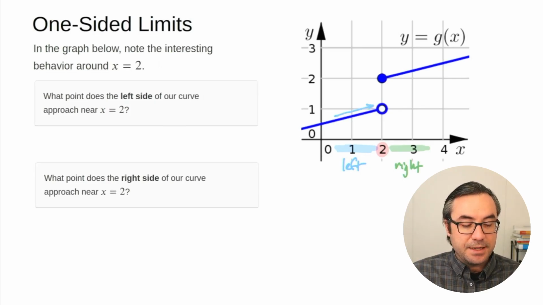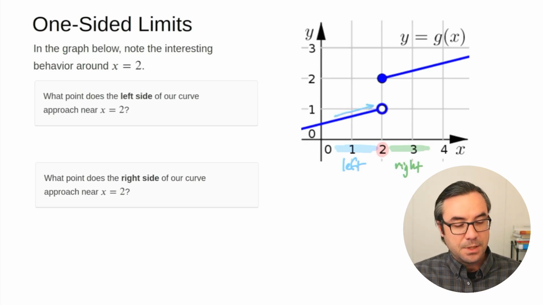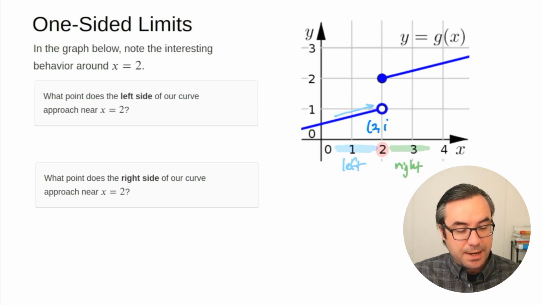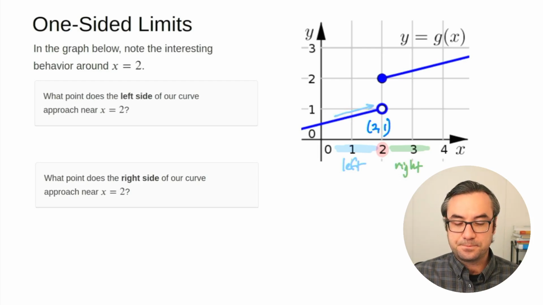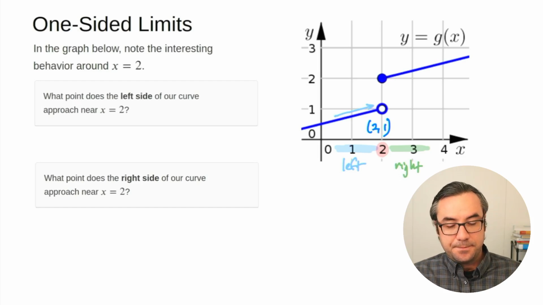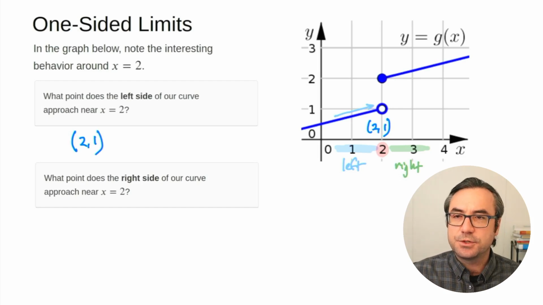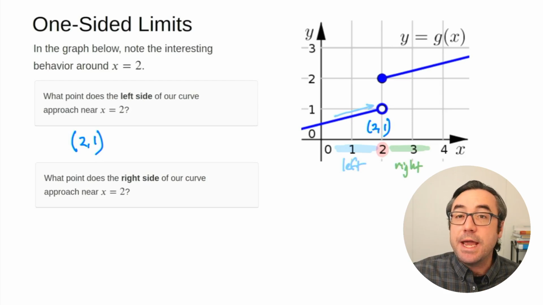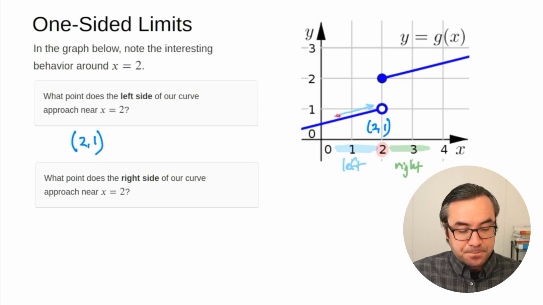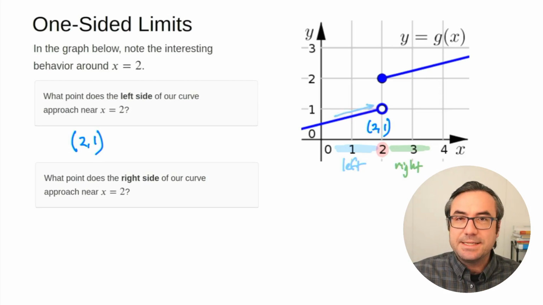So this point, again, it's not included on the graph, but that's the location that we're getting closer and closer to. So the coordinate for that point is (2, 1). So that's the point that we're getting closer and closer to, (2, 1). You want to think of this as the location. You want to think of, where are we headed? We're headed to that point.